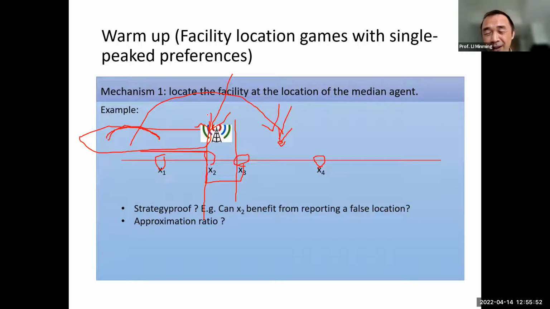Very good. All right. So basically, it will possibly extend to other scenarios, like I put the facility at the k-th agent's location. If I sort all the agents from left to right, and then put it on the k-th agent's location, this mechanism is also strategy proof. Nobody can cheat. And it's also a 2-approximation for max cost. So this series of mechanisms have the same effect for max cost.